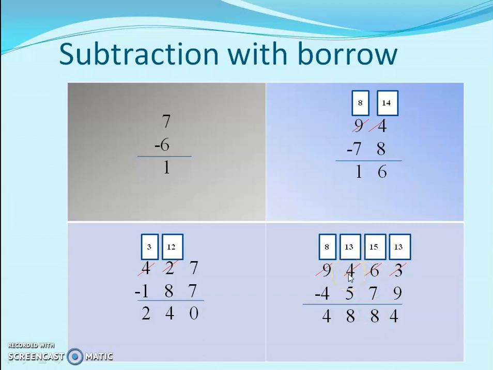Here 4 has already given 1 for 6, so 3 is remaining, and 3 cannot subtract 5, so 3 will take 1 borrow from 9 and becomes 13. 13 minus 5 gives you 8. Here 9 has already given 1 for 4, so 8 is remaining. 8 minus 4 gives you 4.